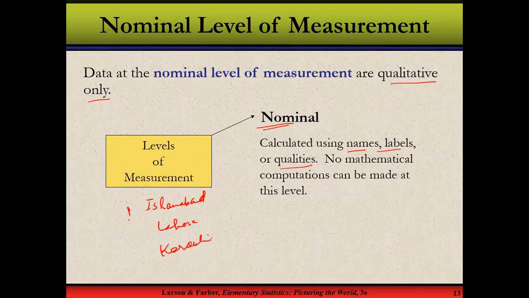So I can change the order of these three cities, and that order won't change the data that I have in front of you. Okay, I can change the order, which means I can write Lahore at first number, or I can write Karachi at first number. That does not change anything in the data.